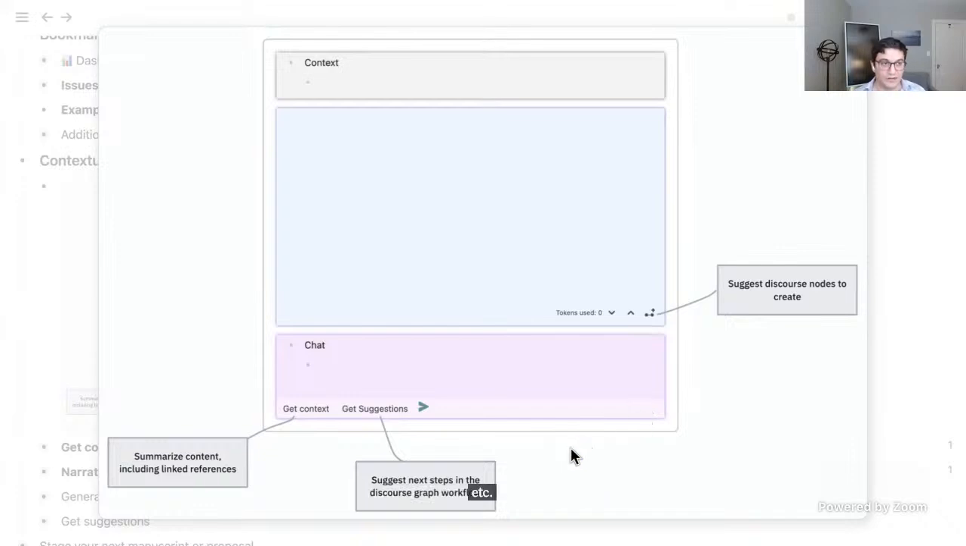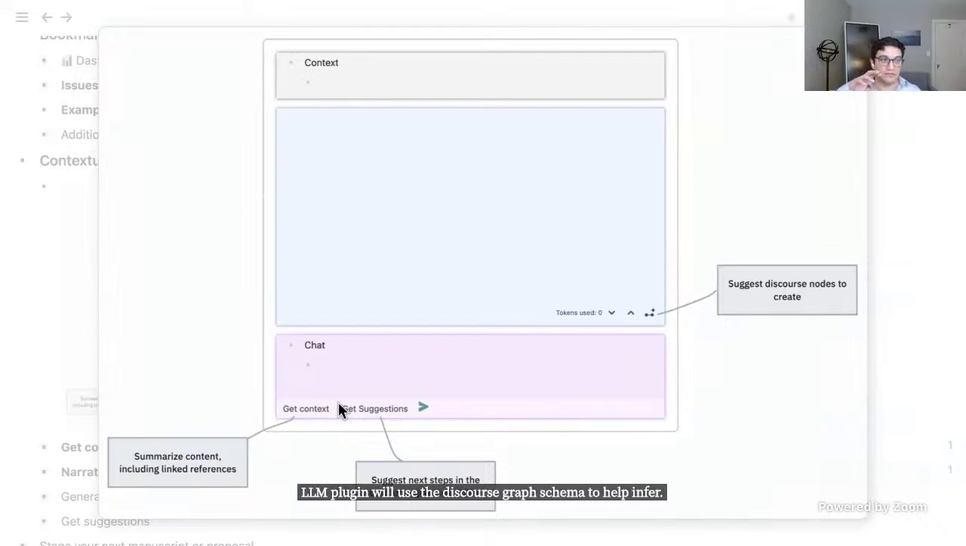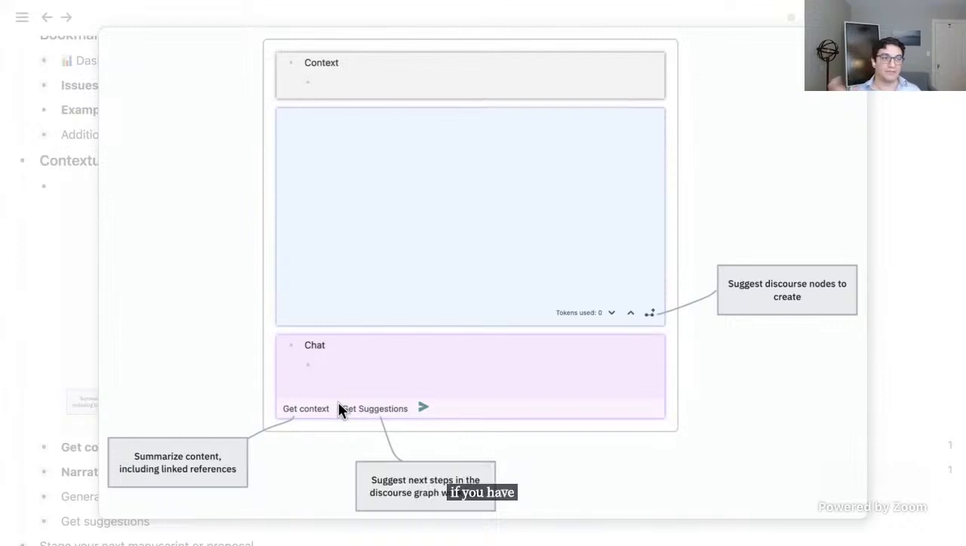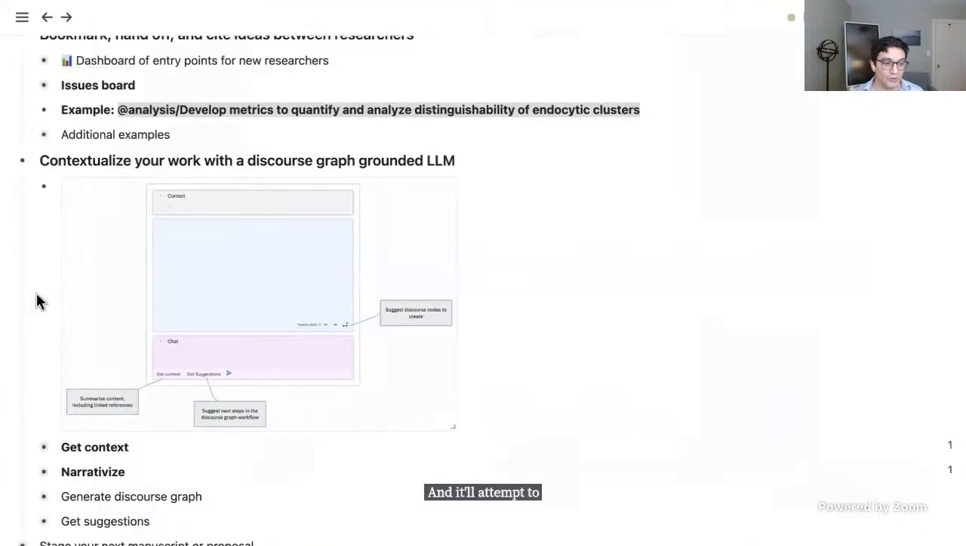Or if you want help in generating new hypotheses, then this LLM plugin will use the discourse graph schema to help infer, okay, well, if you have a result, maybe it's time to build a conclusion. If you're running an experiment, maybe it's time to look for a result, and it'll attempt to help you along the way.